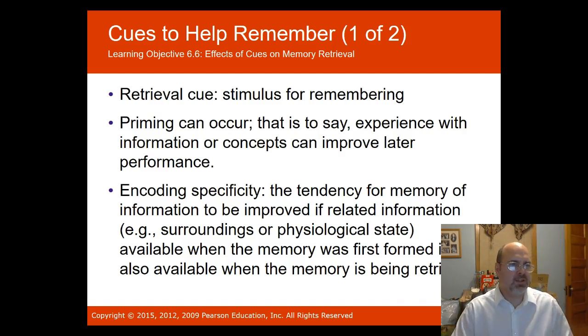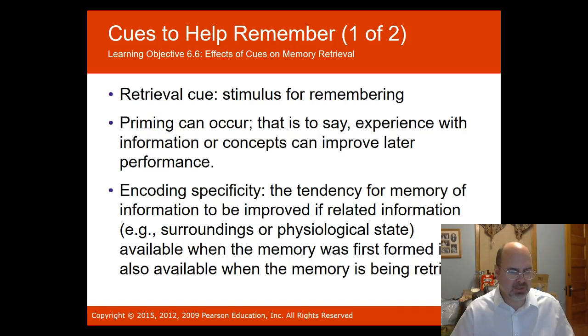Encoding specificity is a tendency for memory of information to be improved if the related information available is connected with your surroundings or your physiological state. In other words, if you're in a good mood, you're more likely to remember. We'll talk a little more about that later.